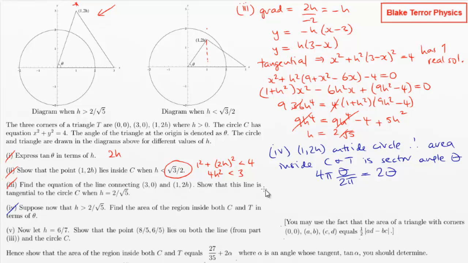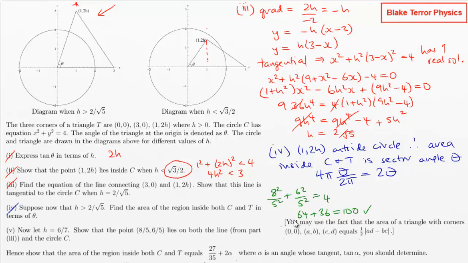So we just have to put the numbers in. On the circle, we're saying 8 squared over 5 squared plus 6 squared over 5 squared needs to be equal to 4. So, we can multiply through by the 25, and we're saying 64 plus 36 is equal to 100. So check, that's on the circle.